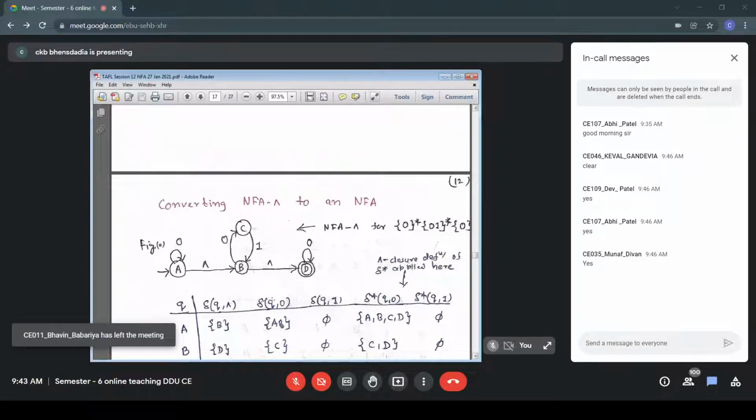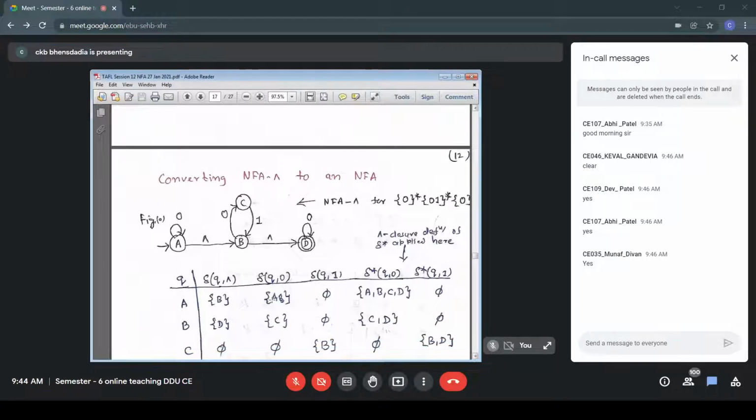So it is C, comma D and 5 for the row B. For the row C, delta star C0, C0 not defined, so that is 5. C on 1, answer is B. And after consuming 1, still we can go to D by null transition. So D will also be included.